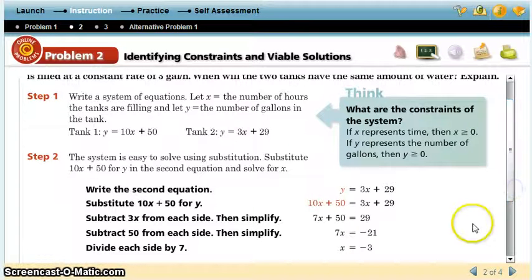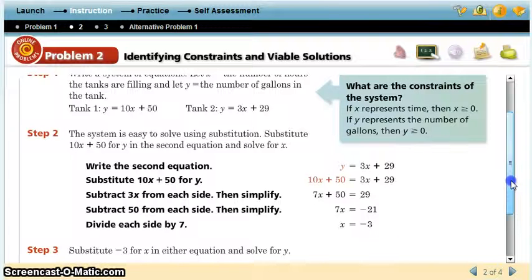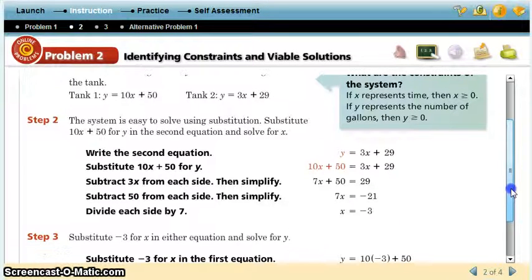We'll take a look at this. X, if you go back up to step 1 when we identified our variable, x represents the number of hours. And we're saying that after negative 3 hours, our tanks should have the same amount of water. Well, if I substitute that negative 3 in, hopefully you're kind of thinking that this is not going to be possible, but let's go ahead and plug the negative 3 in.